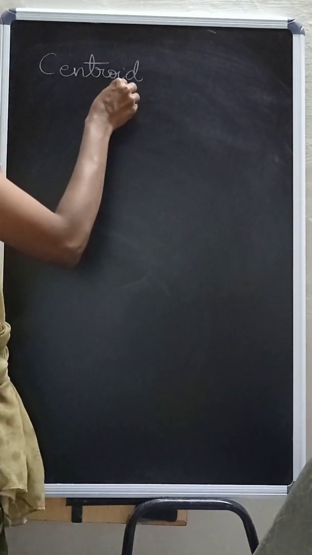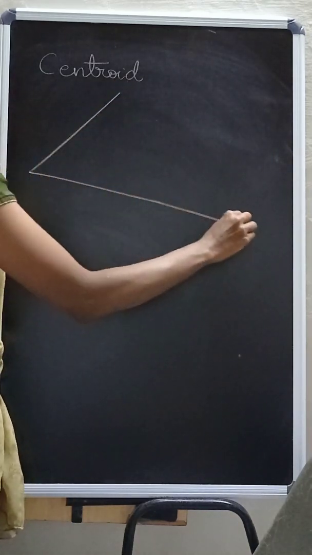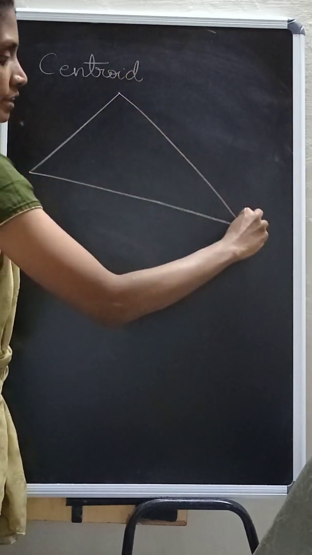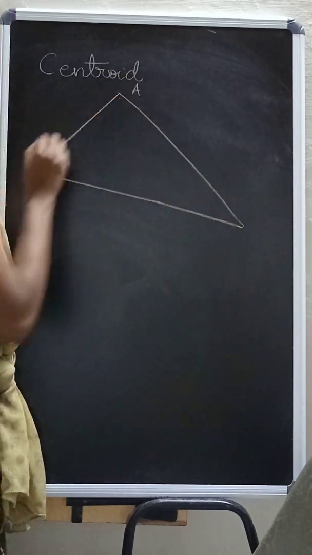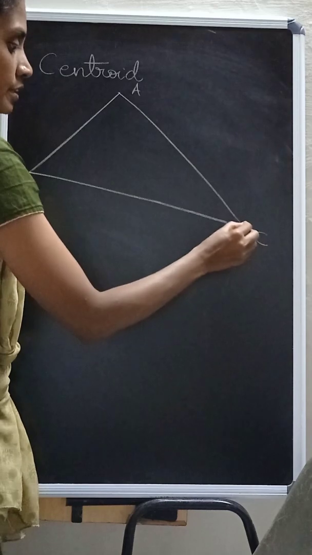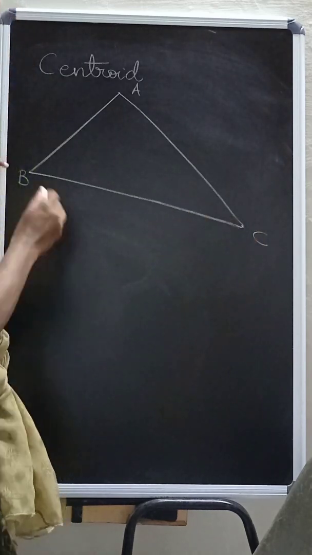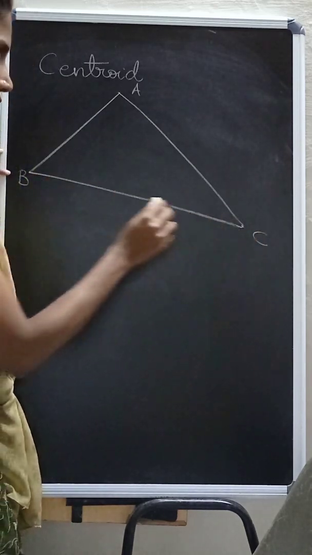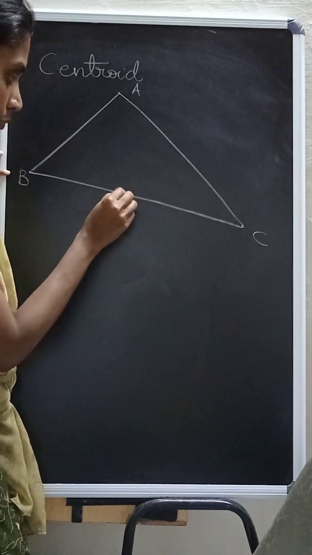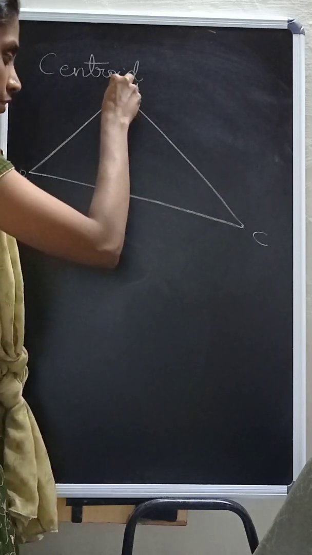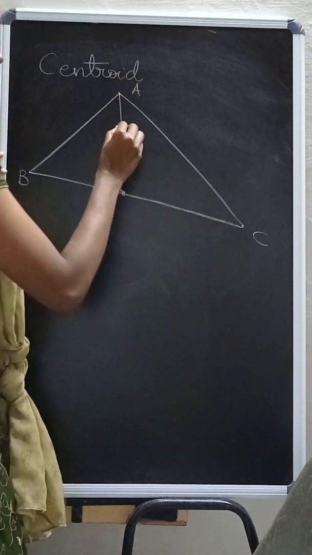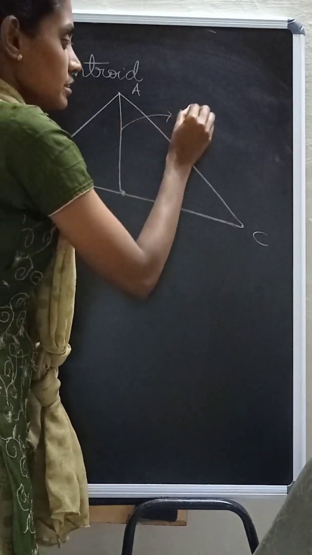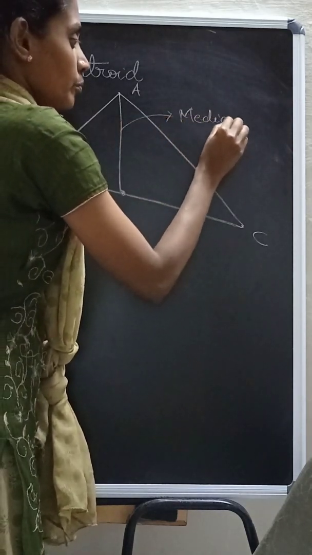Next is centroid of a triangle. You have a triangle ABC. Now see, find the midpoint of BC. It will come around here. Join it with the opposite vertex A. Now this line is called your median.